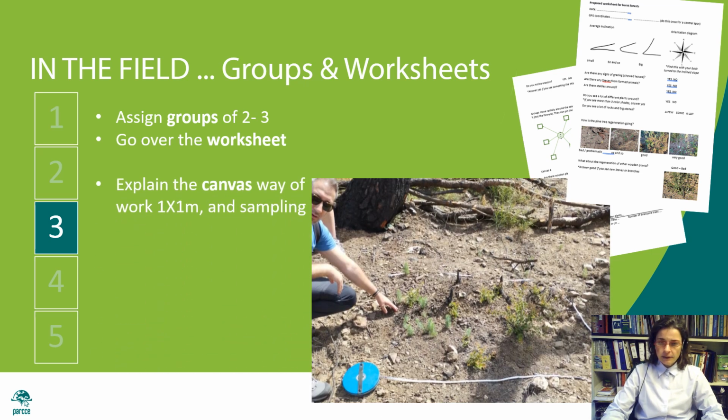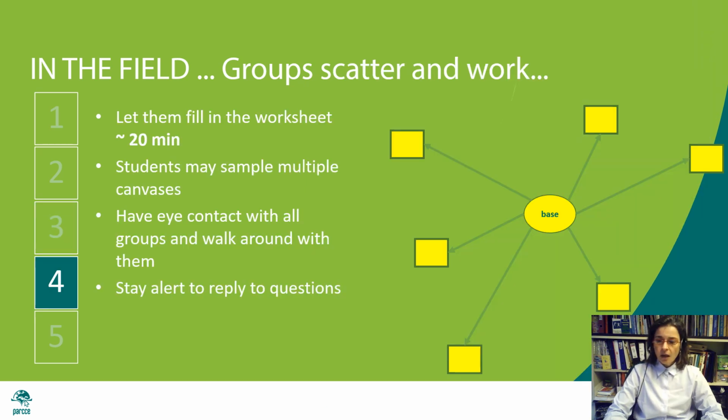An important part of the methodology, since we are working with canvases, is to explain how this method works. So you do a sampling of a canvas yourself. A canvas is just a square meter. You show them how to measure it and how they can put some ribbon or some rope around it, or just wooden sticks, and how they need to count the young plants growing inside. And then you let them fill the worksheet.